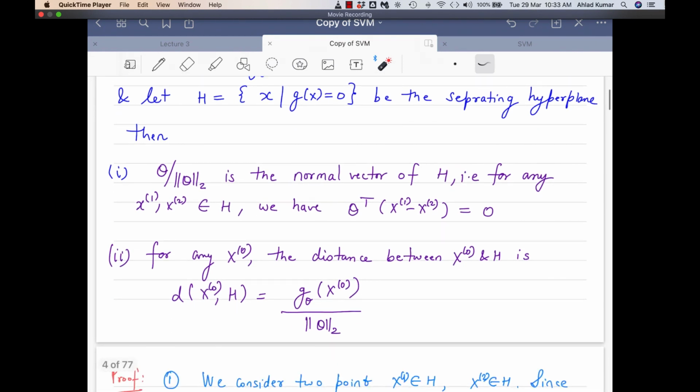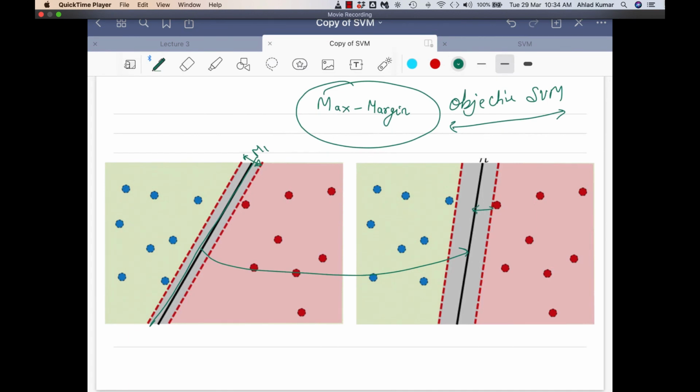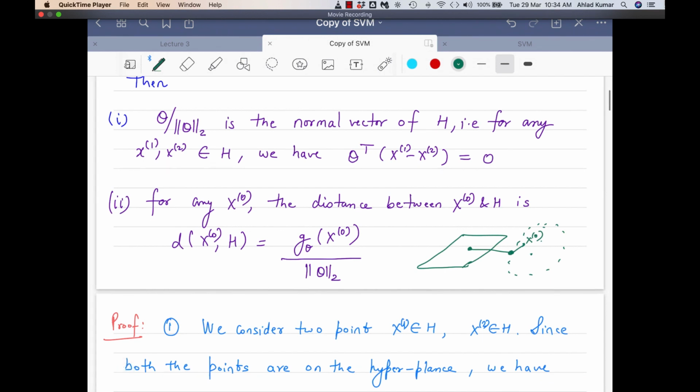And the second question is that for any value of x0, you have a separating hyperplane, and you have some data points, data clusters here. Any x0 you take, you want to calculate this point's distance from the separating hyperplane. This is important because we are always talking about these distances. So for any value of x0, we want to calculate the distance of this point from the separating hyperplane, and this distance is given like this.